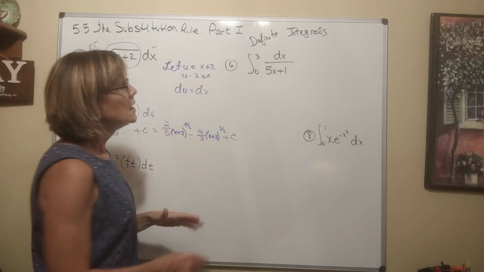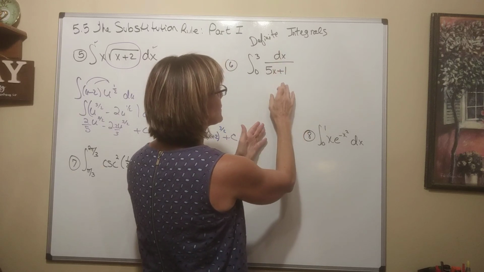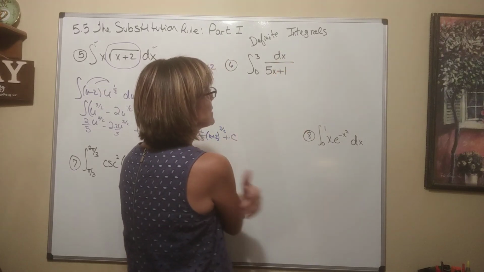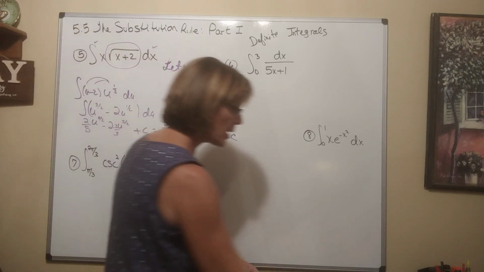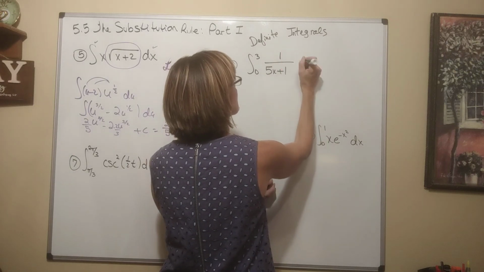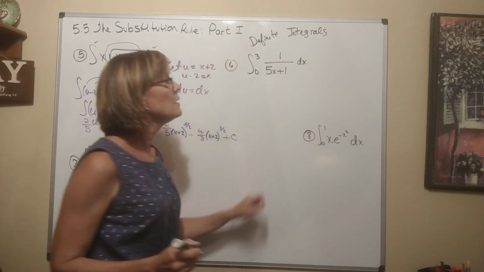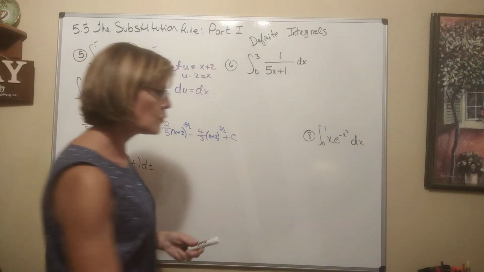So we'll do that. If we had to integrate 1 over 5x plus 1 dx, which is the same thing as that, what will we let u be? And if this bothers you, the way this is written, you can just rewrite this as this, if that looks better to you. So I'm going to let u equal 5x plus 1.